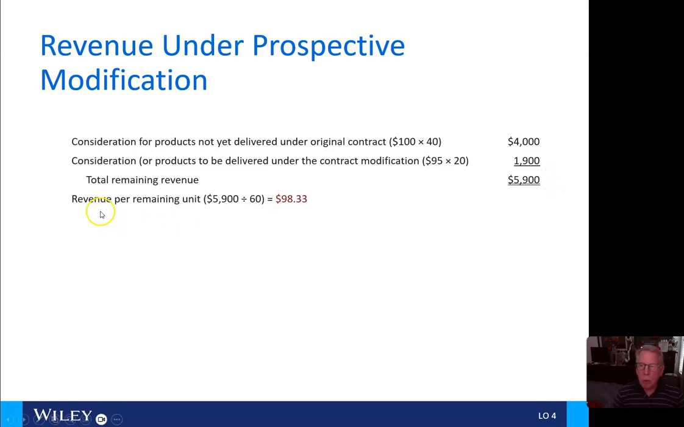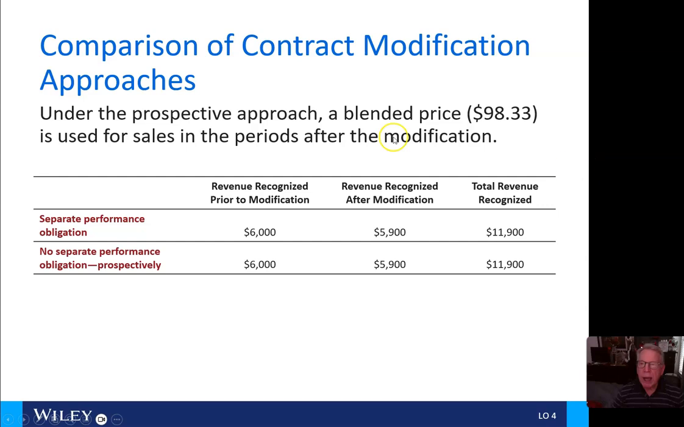So we would take the remaining revenue divided by the remaining units, 60 units here, into the $5,900, and then each unit would earn revenue at $98.33. Under the prospective approach, a blended price is used for sales in the period after the modification.